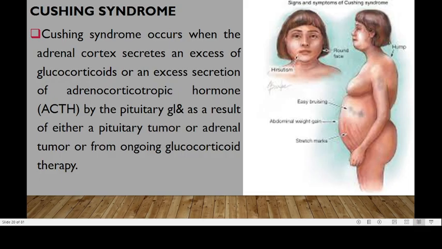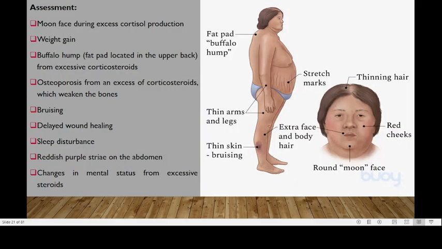The other common prevalent endocrine disorder is the Cushing syndrome. Cushing syndrome occurs when the adrenal cortex secretes an excess of glucocorticoids or there is an excess secretion of adrenocorticotropic hormone, the ACTH, by the pituitary gland as a result of either a pituitary tumor or adrenal tumor or from ongoing glucocorticoid therapy. In terms of assessment, patients will have a moon face during excessive corticosteroid production.